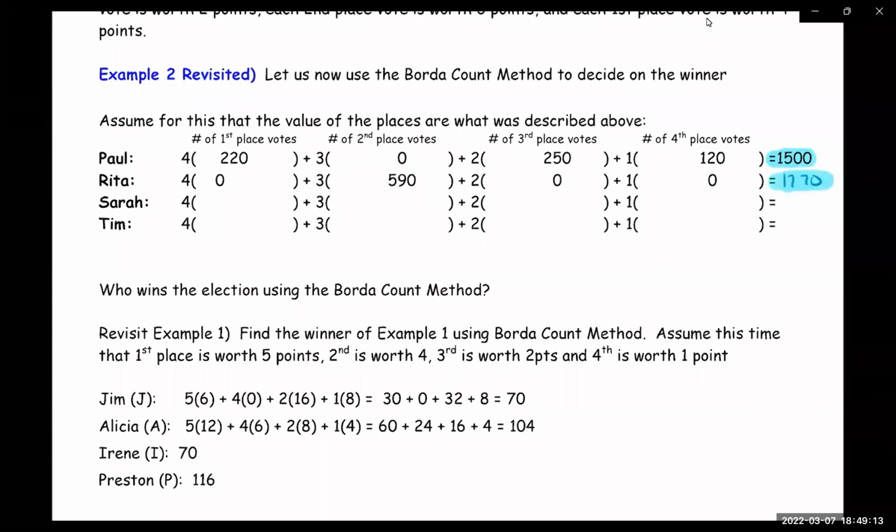All right, so far she's in the lead. Even though she didn't get any first place votes, she's in the lead. So it goes to show that it's not always the person with the most first place votes that is most deserving.